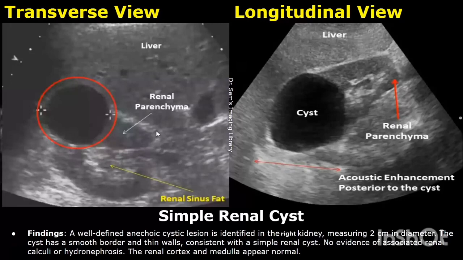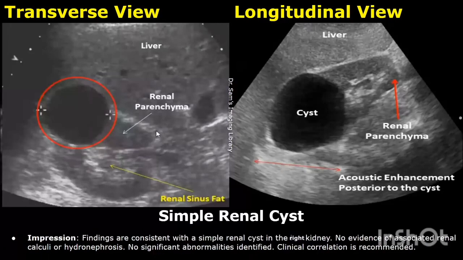These are the findings. You can write a well-defined anechoic cystic lesion is identified, and then you can write whether it is in the right or left kidney, and after that you can write the size of the cyst. Then you can write the cyst has a smooth border and thin walls, consistent with a simple renal cyst. And then you can write about other abnormalities such as calculi or hydronephrosis. And in the end, you can write about the appearances of the renal cortex and medulla.